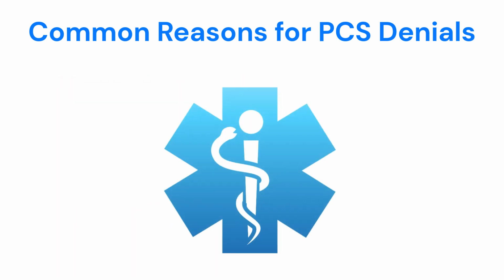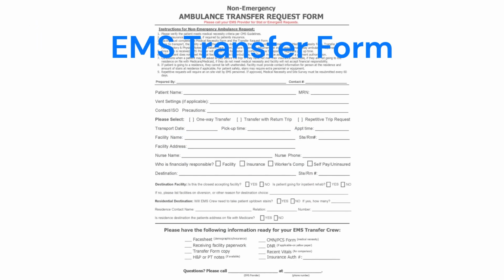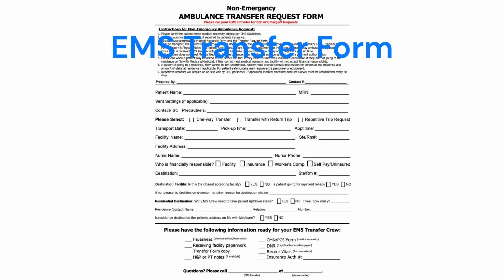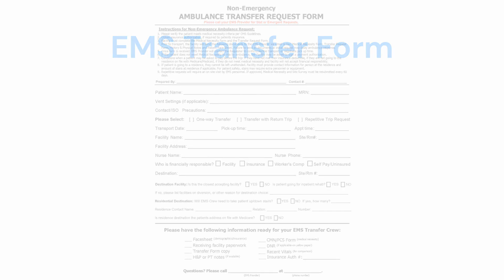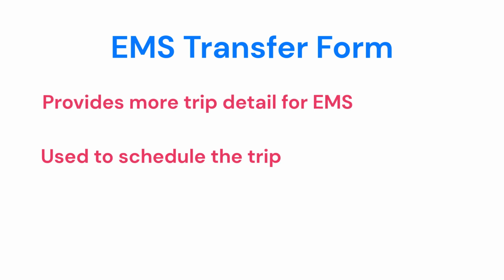The last form we will cover is the EMS transfer form. This form's purpose is to fill in the remaining transport details not listed on the PCS. A completed transfer form combined with a completed PCS form, face sheet, and H&P would provide all the details needed for the EMS to accept and schedule a non-emergency transport.